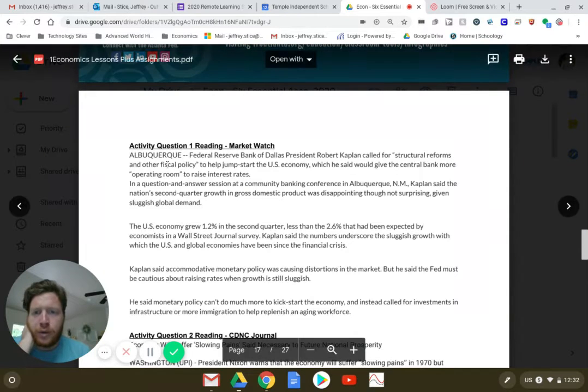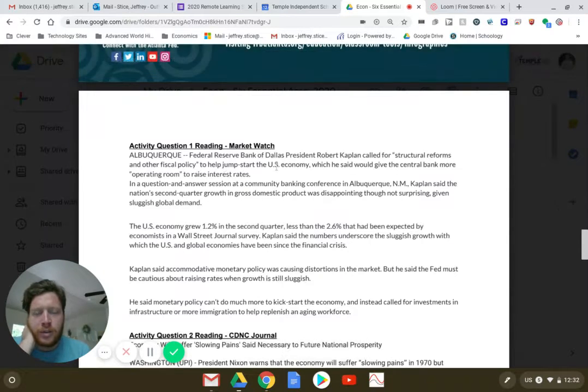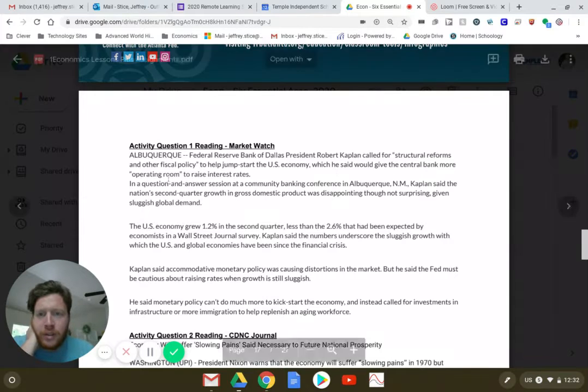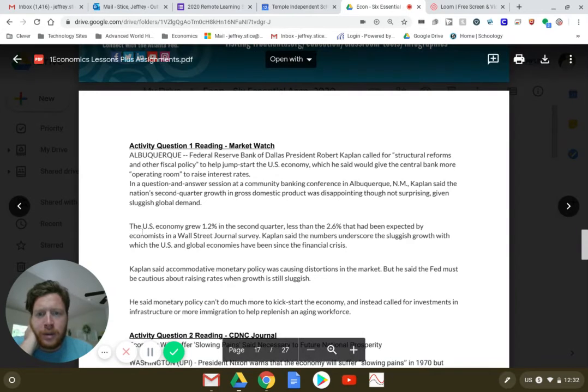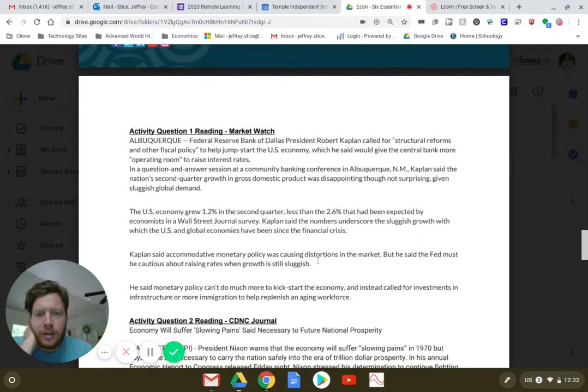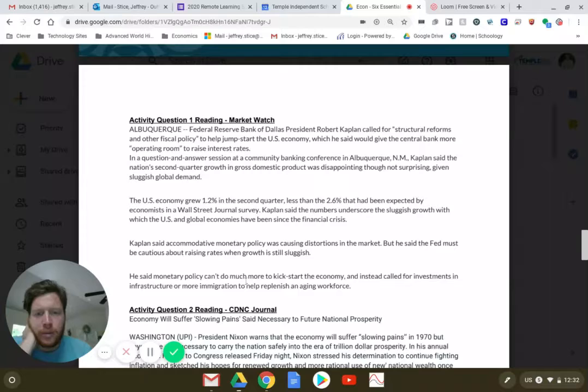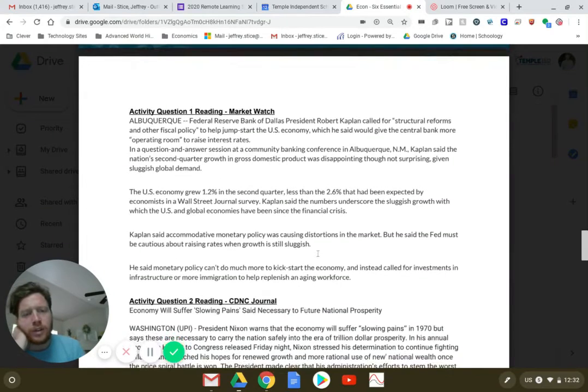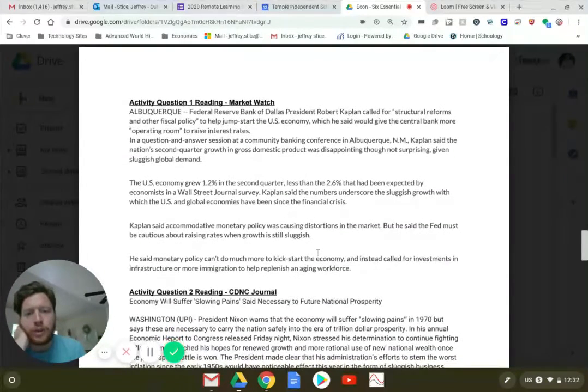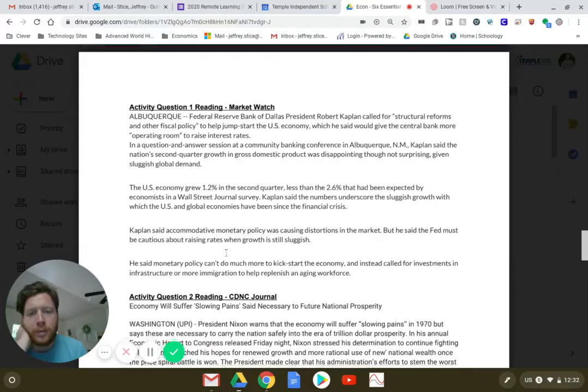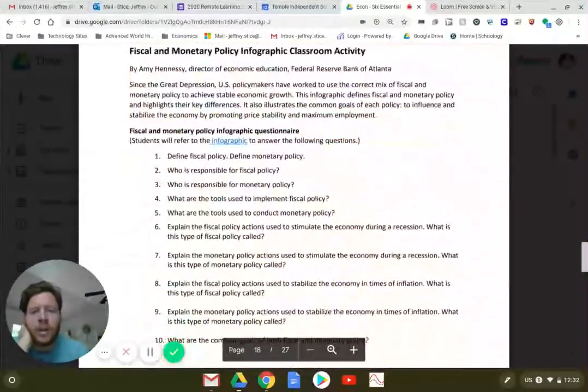it's about the Federal Reserve Bank of Dallas, which called for structural reforms and other fiscal policy to help jumpstart the economy, which he said would give the central bank more operating room to raise interest rates. And a question and answer summary, the U.S. economy grew. Kaplan said accommodative monetary policy was causing distortions in the market, but the Fed must be cautious about raising rates. He said monetary policy can't do much to kickstart the economy, and instead called for investments in infrastructure or more immigration to help replenish an aging workforce.